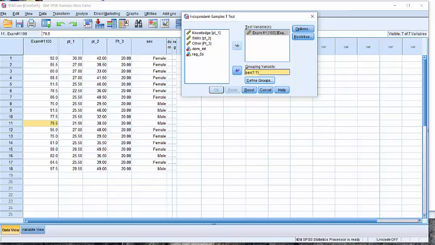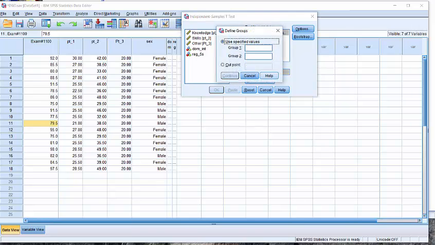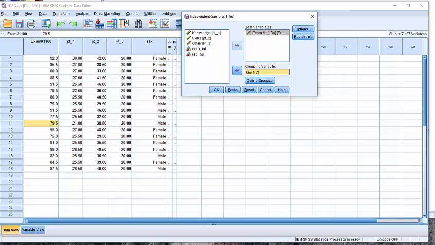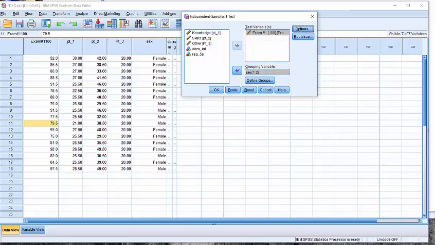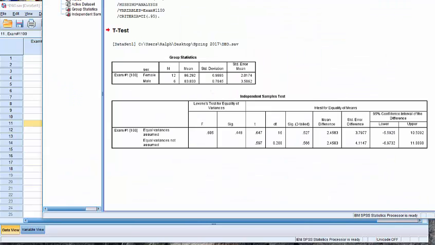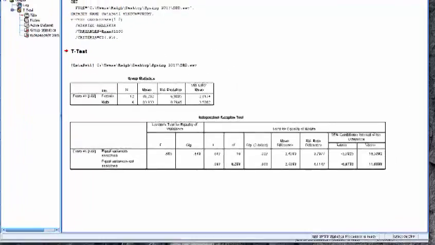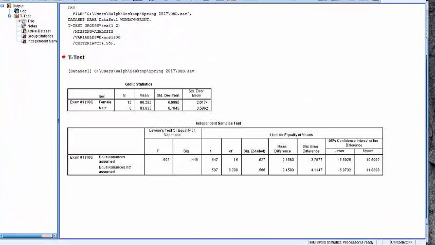Now we would say define groups, and group 1 is defined as a 1, and group 2 is defined as a 2, because that's how I coded them. And let's look at options. Is there anything we want to do here? No, nothing. So we would just click on OK. And once we click on OK, this is the output that we get.